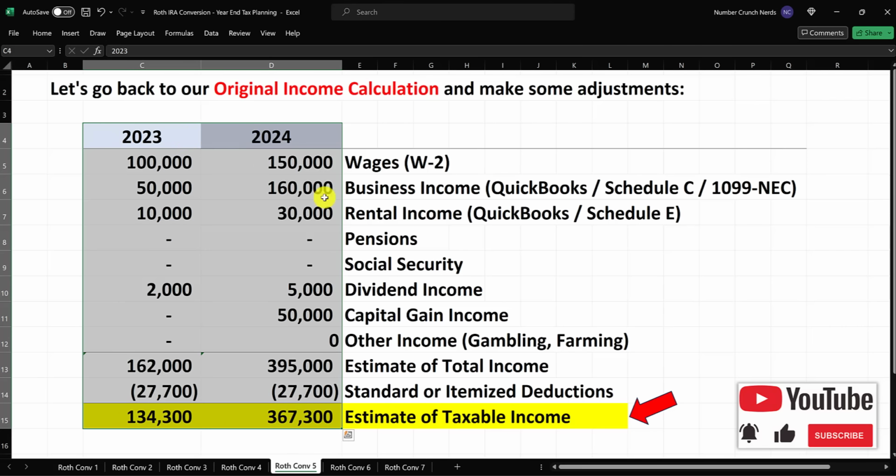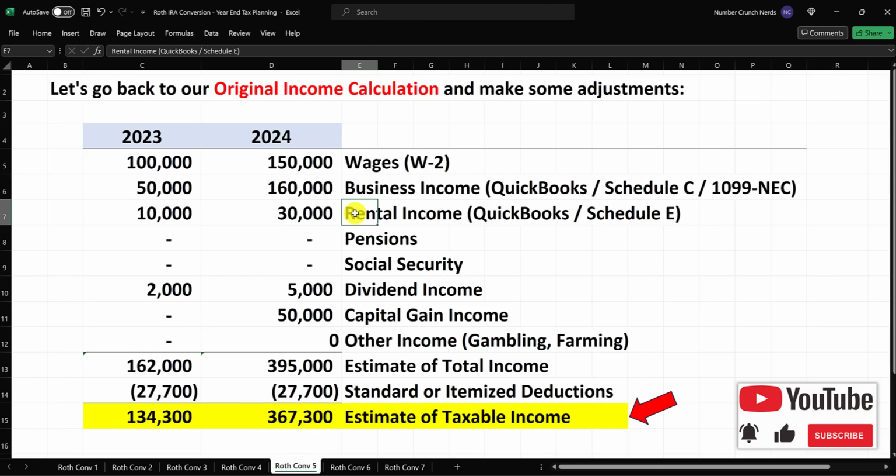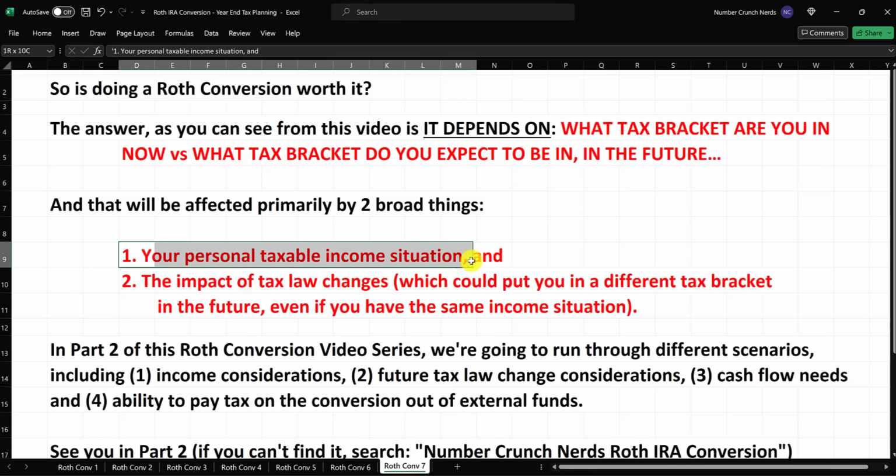You have to figure out what is your expectation of income from your job, from your business, from rental properties, from dividends, from pensions, from Social Security. Add all that up. Try to figure out what is your estimate. It doesn't have to be perfect. It doesn't have to be down to the dollar, but you should have some rough idea. What am I expecting now? What am I expecting later? And if you want to run this into 25, 26, 27, you can do the same exact thing again. All right? That's what we went over right now, your personal taxable income situation.